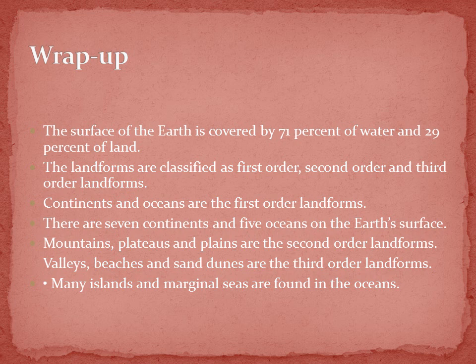The surface of the earth is covered by 71% water and 29% land. The landforms are classified as first order, second order, and third order landforms. Continents and oceans are the first order landforms. There are 7 continents and 5 oceans on the earth's surface. Mountains, plateaus, and plains are the second order landforms. Valleys, beaches, and sand dunes are the third order landforms. Many islands and marginal seas are found in the ocean.